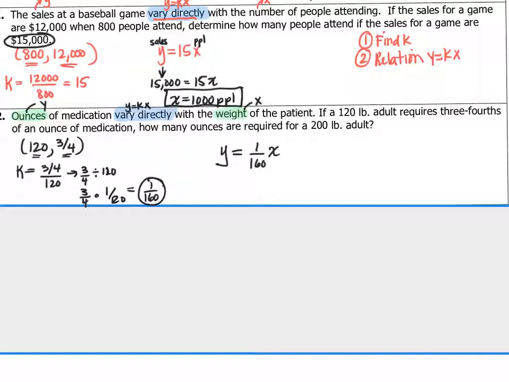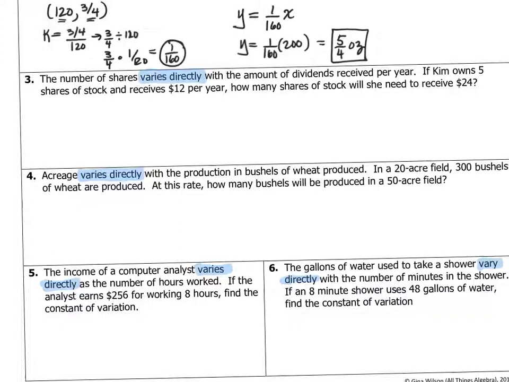So a doctor would take the weight of the patient, multiply it by 1/160th to get how much medicine they're going to receive. If we are looking for the dosage for a 200-pound adult, then we would be taking 1/160th and multiplying it by 200 to get the dosage, which is 5/4 ounce. So hopefully you've seen how we do these problems.